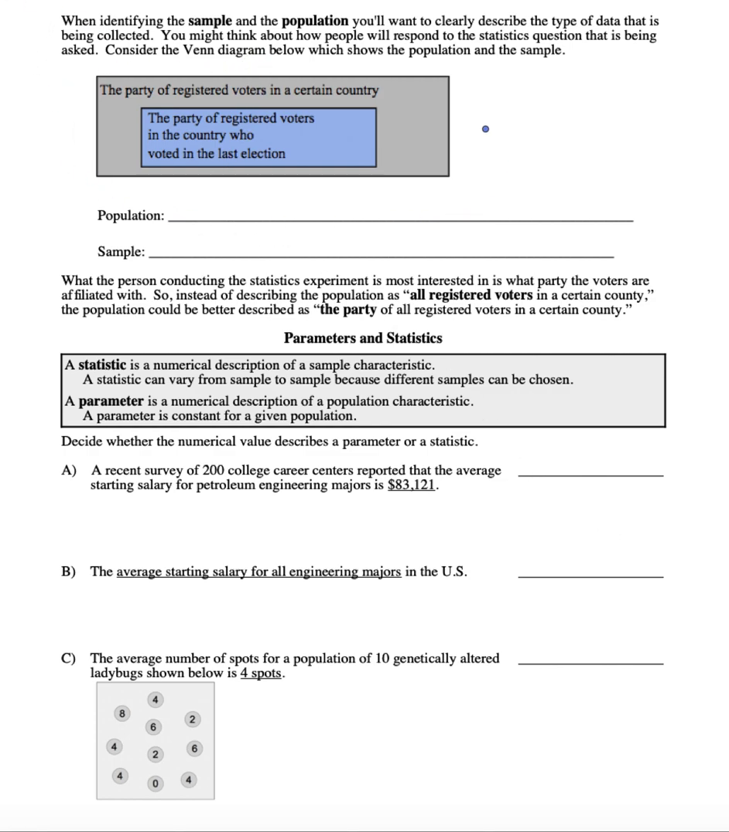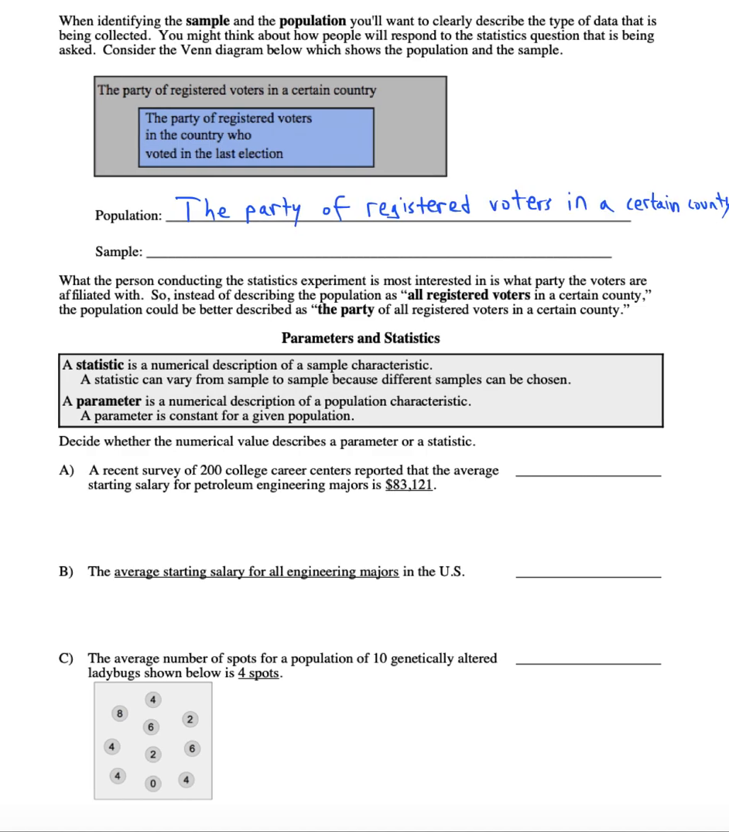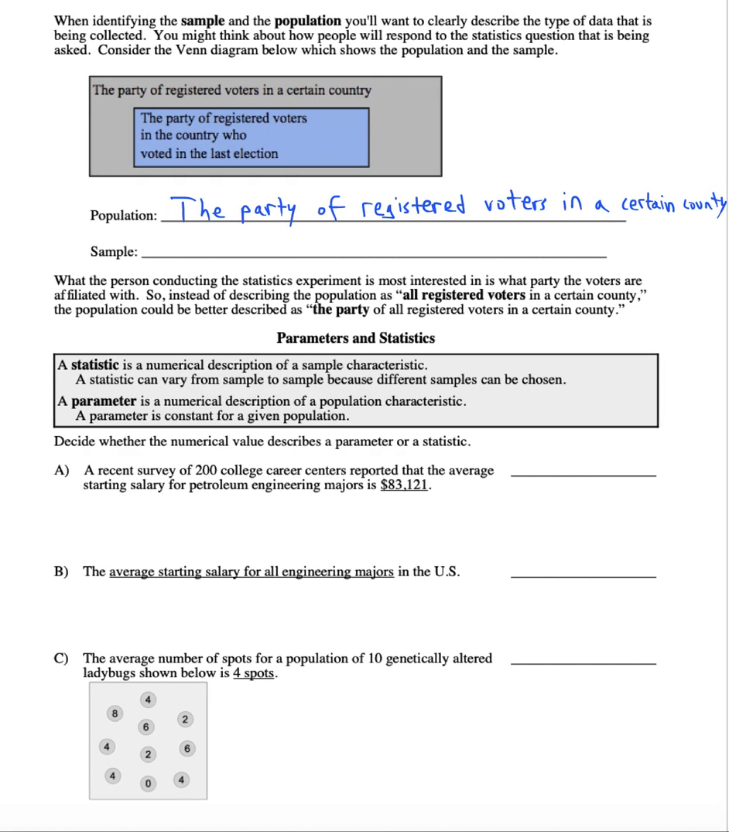That's the outer bubble of the Venn diagram. Now the sample is going to be the subset of the population that actually gets asked the question. So since these people here voted in the last election, we can collect information on what their party is because they could have told us what it was. And that's how we obtained the information.